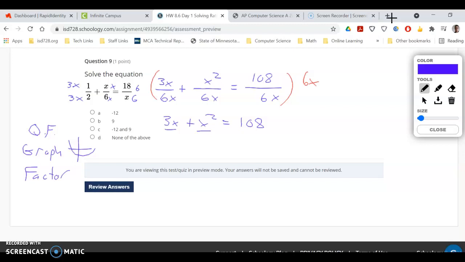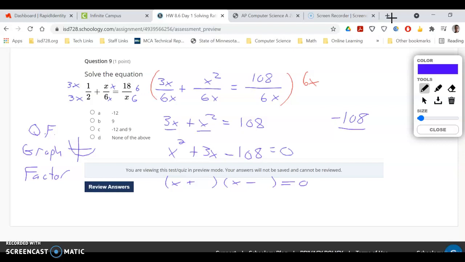Any of those, we'd need 0 on one side. So I'm going to bring the 108 over here and write it in order. It's going to be x squared plus 3x minus 108 equals 0. Okay, and then I'm going to try to factor at least. 108 is a big number, but it's negative 108, so it's got to multiply to that, meaning I'm going to need one positive and one negative factor. And then it's got to add up to 3, so the two numbers have got to be pretty close to each other.